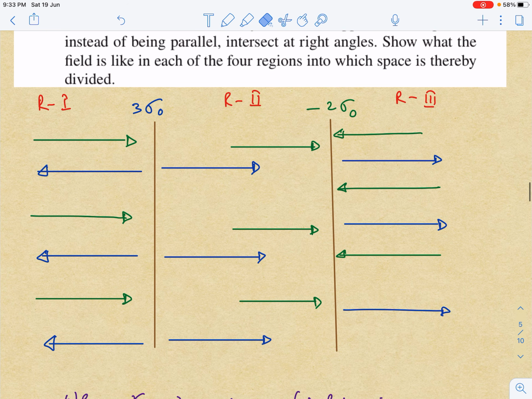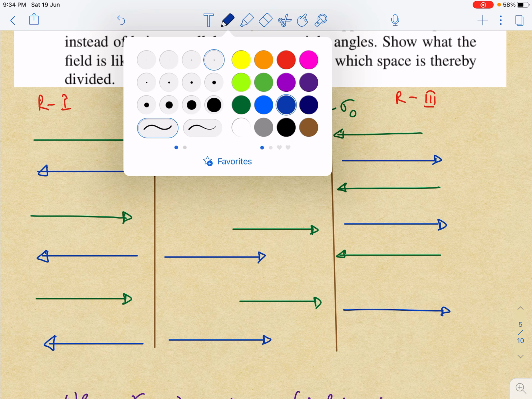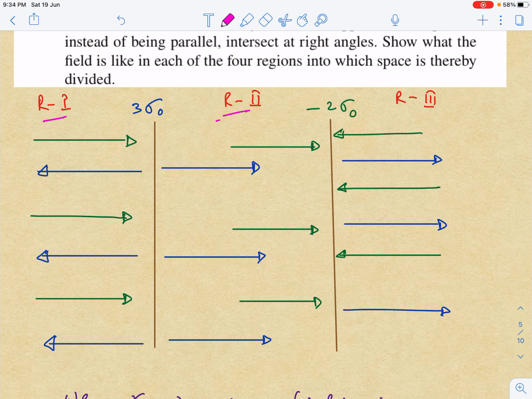Now you see here, I have divided the space into three regions: region 1, region 2 and region 3. On the left side I have taken 3 sigma naught, and on the right side minus 2 sigma naught. I have marked the left charge in blue, and the field lines due to this 3 sigma naught are always represented in blue. Let us stick to 3 sigma naught first.